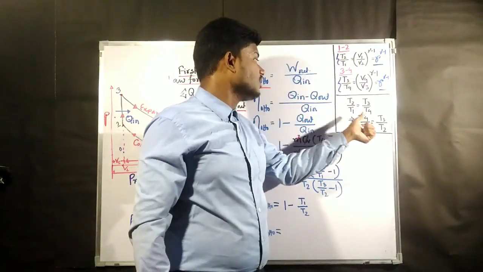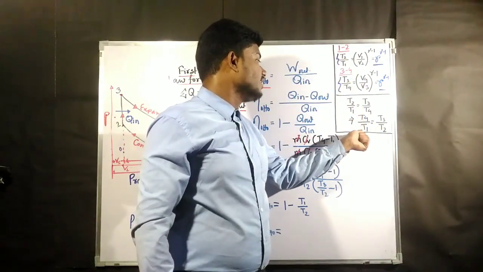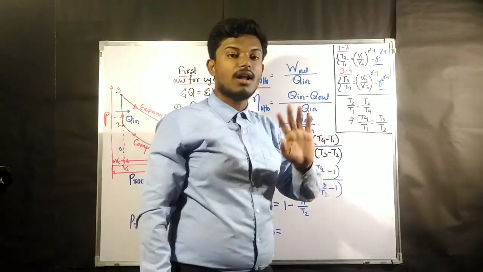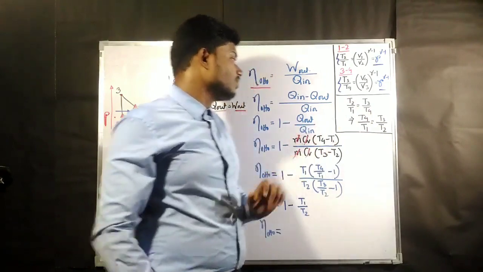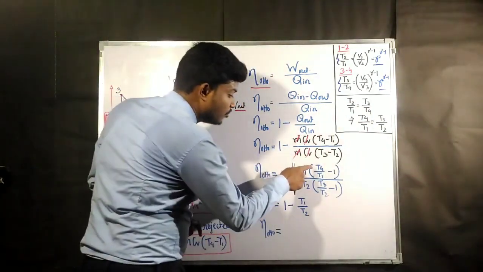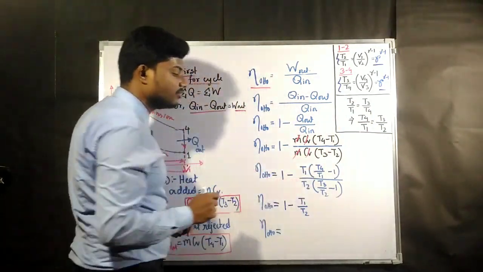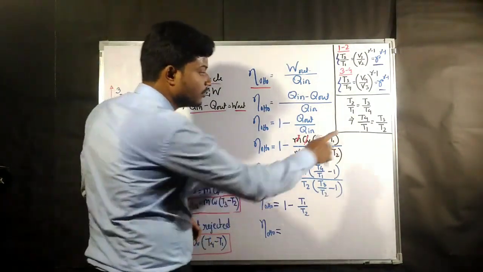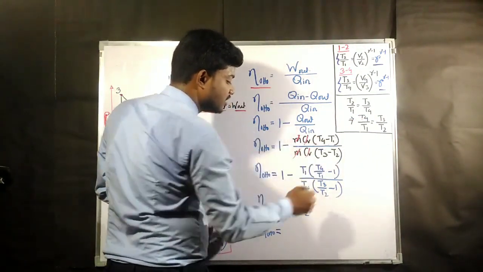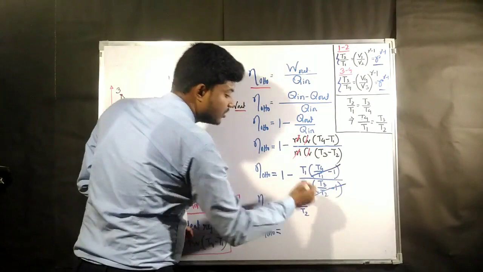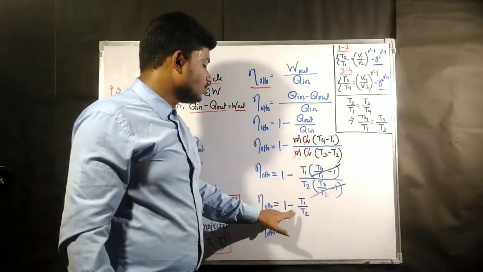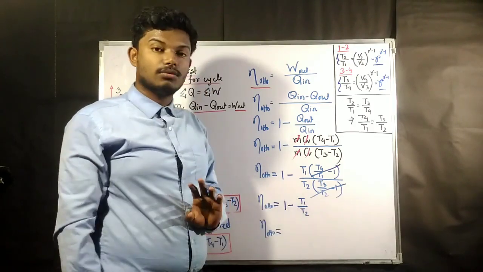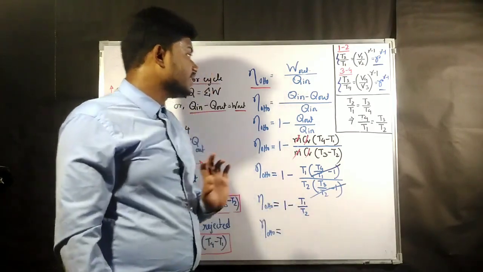Now from this we get that T4 by T1 and T3 by T2 are also going to be the same. Here T4 by T1 is there, T3 by T2 is also there, so T4 by T1 equals T3 by T2. That's why these two things get cancelled. Now the remaining thing is 1 minus T1 by T2.